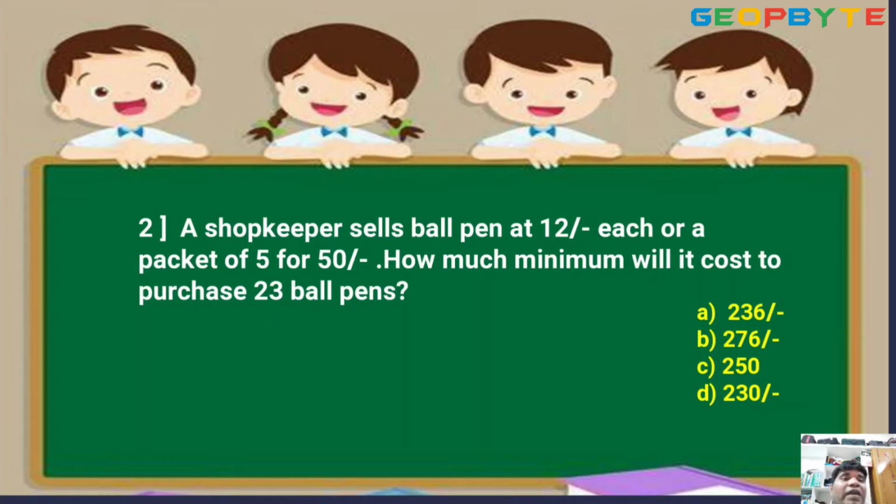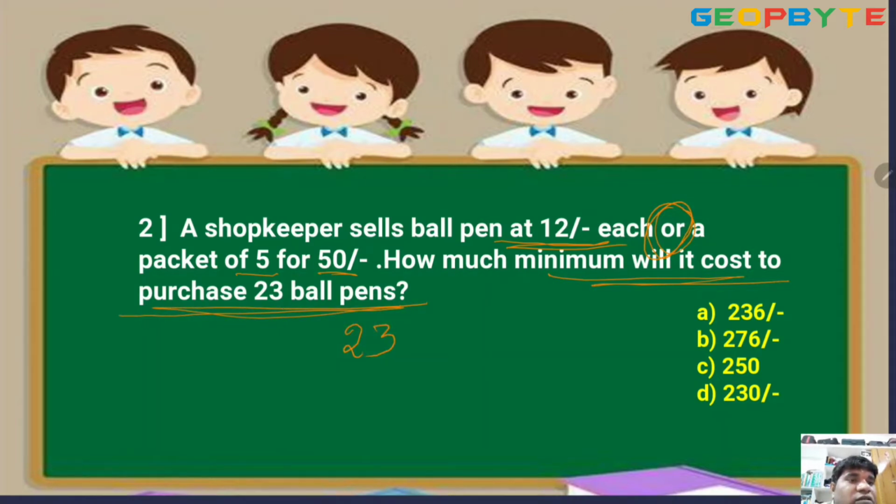Next, a shopkeeper sells ball pens at 12 rupees each, or a packet of 5 for 50 rupees. Suppose he purchases pens at 12 rupees each or a packet of 5 at 50 rupees. How much minimum will it cost to purchase 23 ball pens?